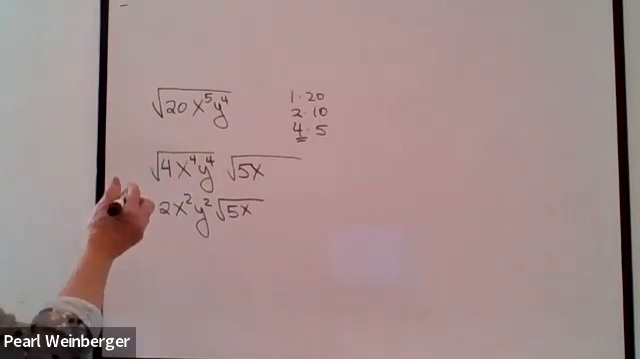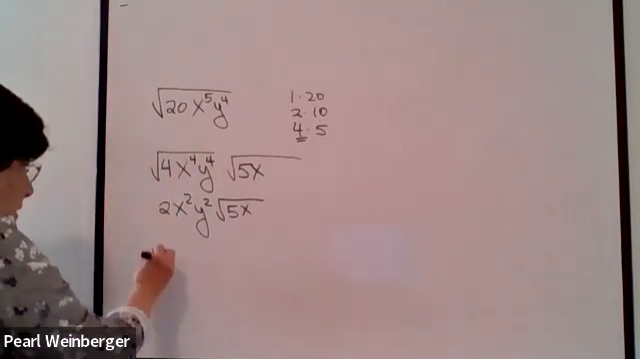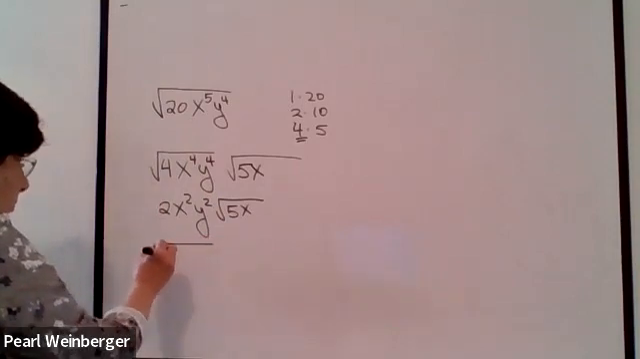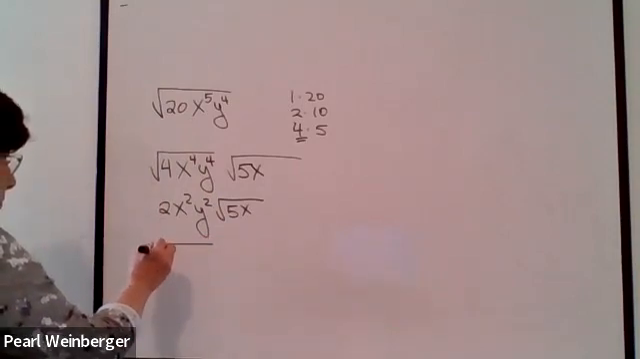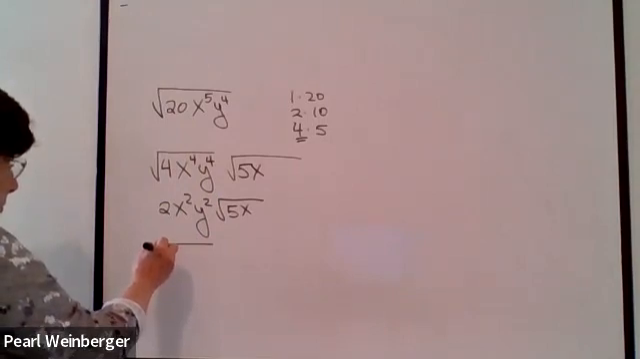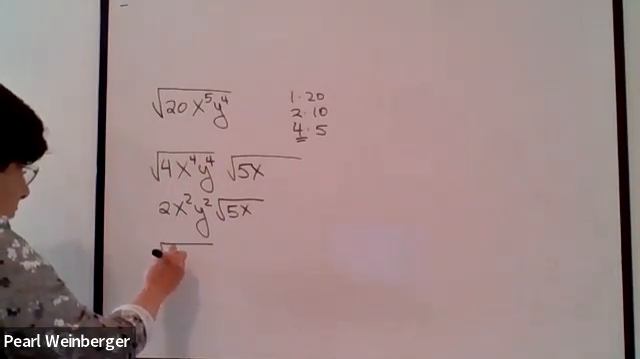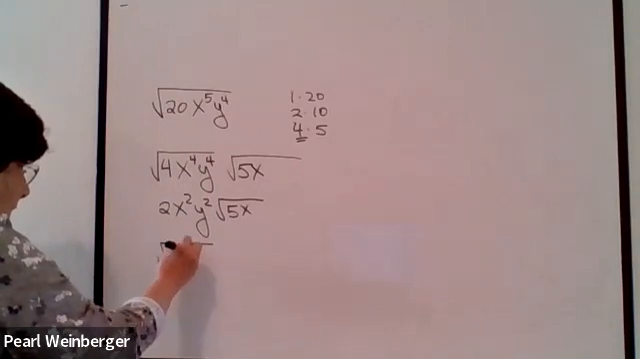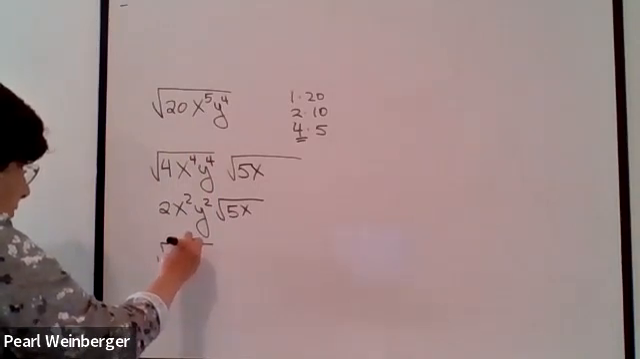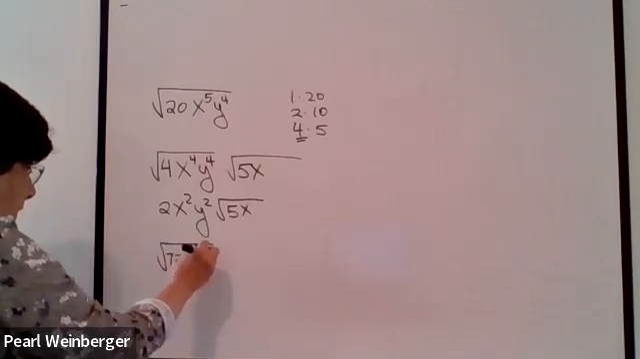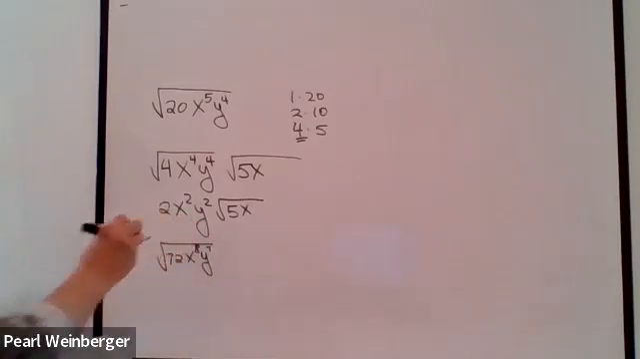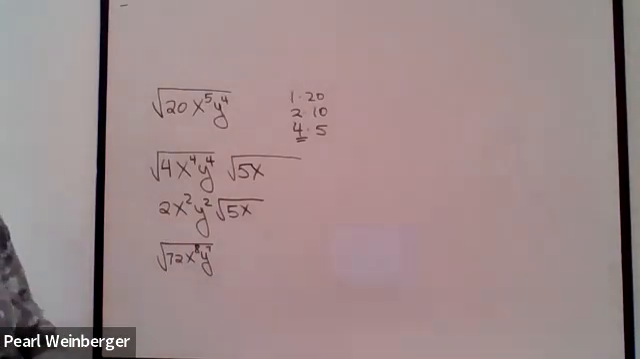Okay, let's see if you can do this one. Let's see, you have the square root of 72x to the 8 y to the 7. Let's see if you can simplify that.